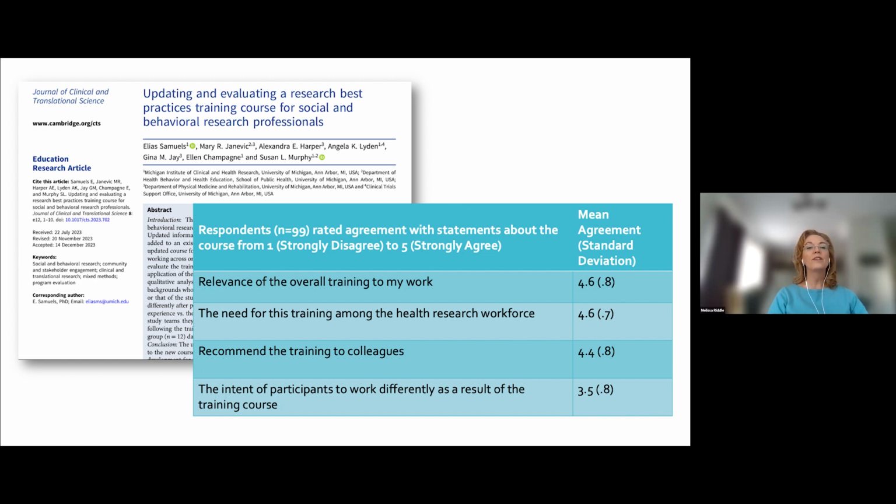The process for developing and evaluating the updated course is described in this paper here. The group conducted an initial evaluation of the training. They recruited 99 learners locally at University of Michigan who completed the course and provided feedback on these aspects of the course and other aspects. The scale ranged from 1 to 5, with 5 being best, and you can see that the course was rated pretty highly.